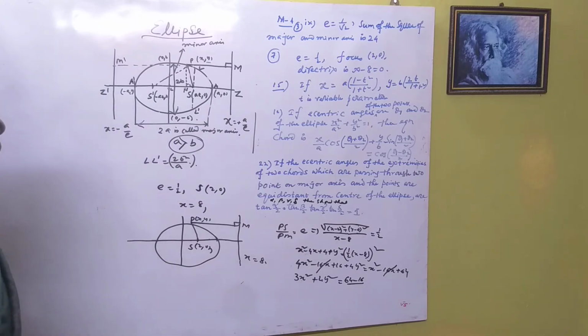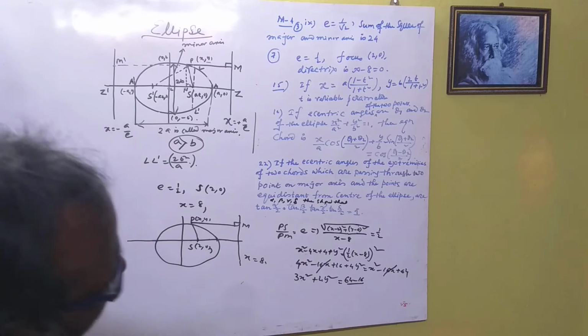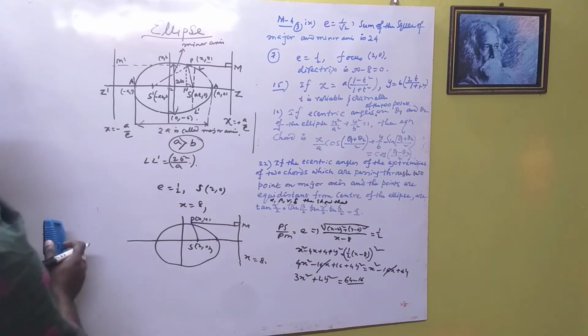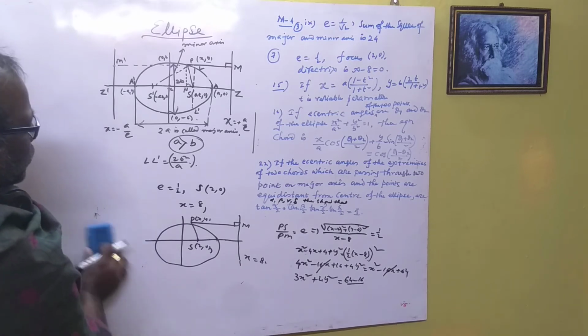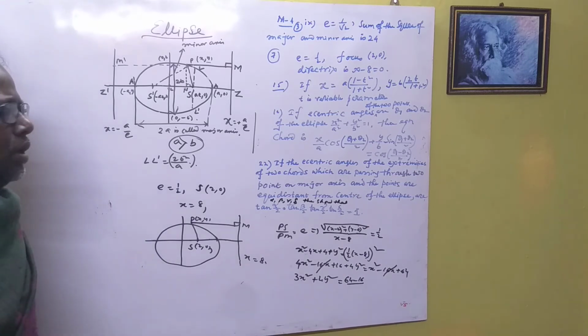So this is one of the easiest problems. Now follow and see carefully. PS is equal to e into PM. You should always apply this if you know the eccentricity, the focus and the equation of the directrix.